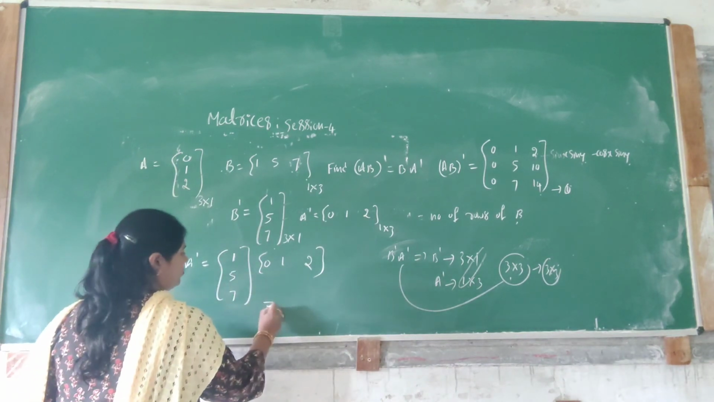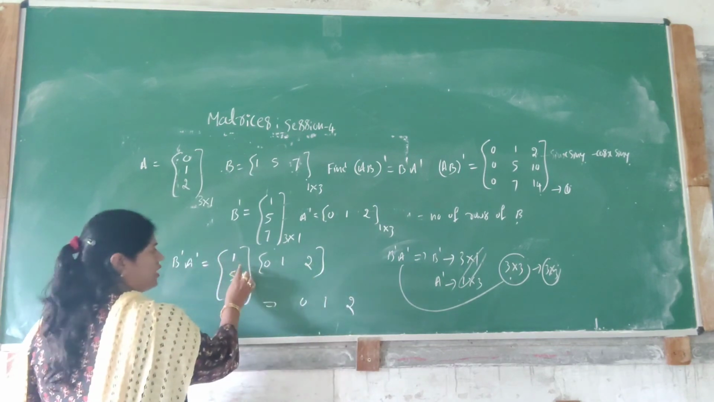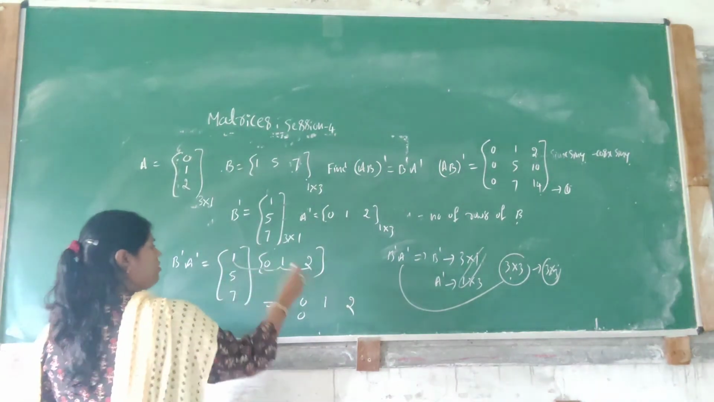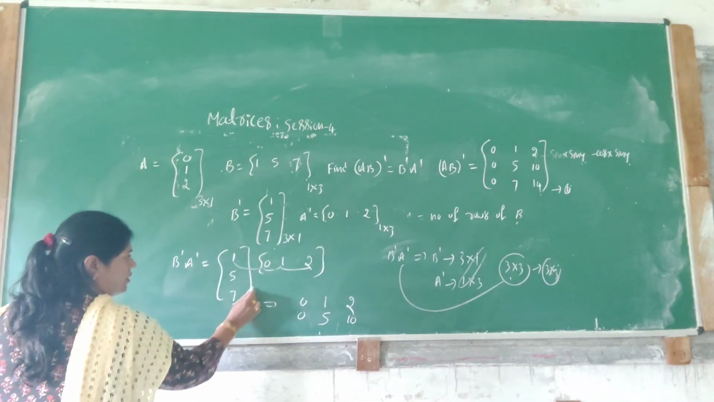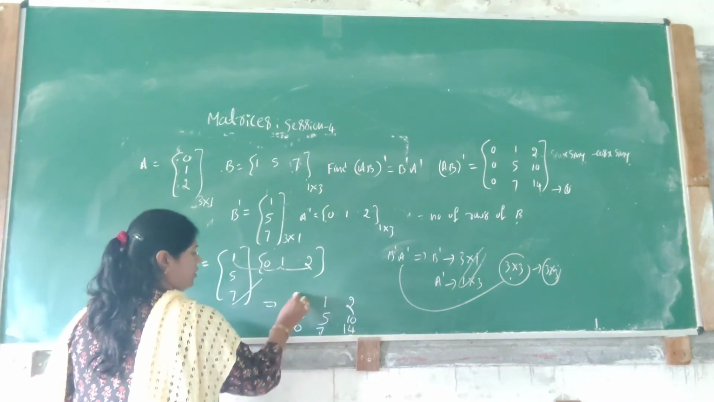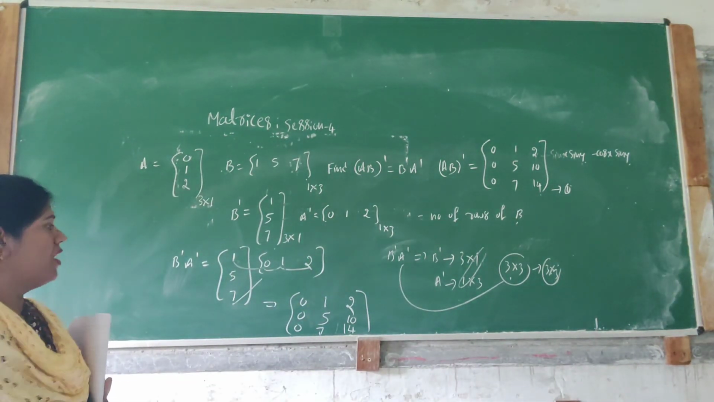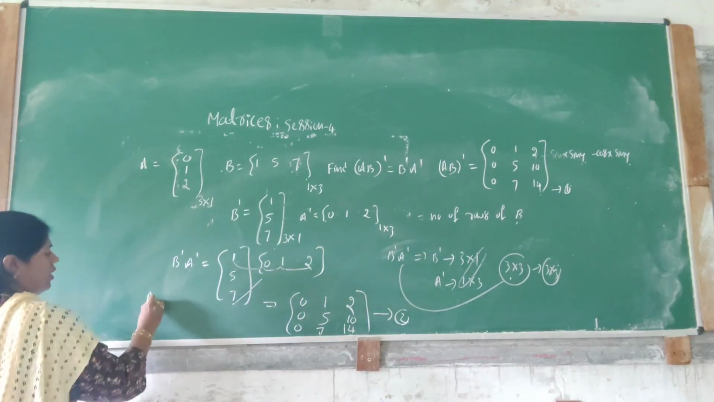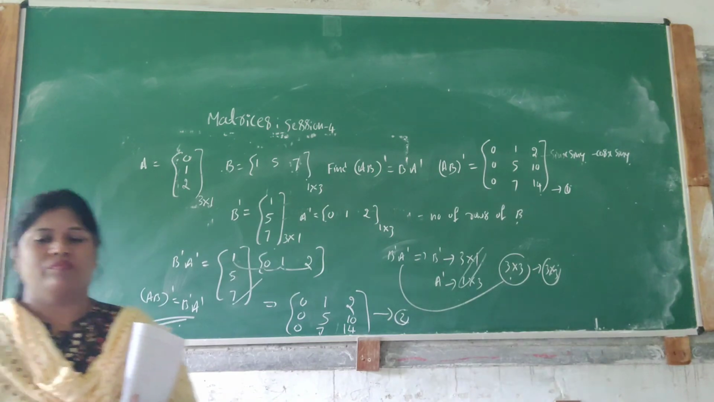So how will it be? 1 0s are 0, 1 1s are 1, 1 2s are 2. Next, go for 5: 5 zeros are 0, 5 1s are 5, 5 2s are 10. Next, go for 7: 7 zeros are 0, 7 1s are 7, 7 2s are 14. So is it the same? Are (AB)' and B'A' the same? Yes, it is the same. So (AB)' is equal to B'A'. Okay?